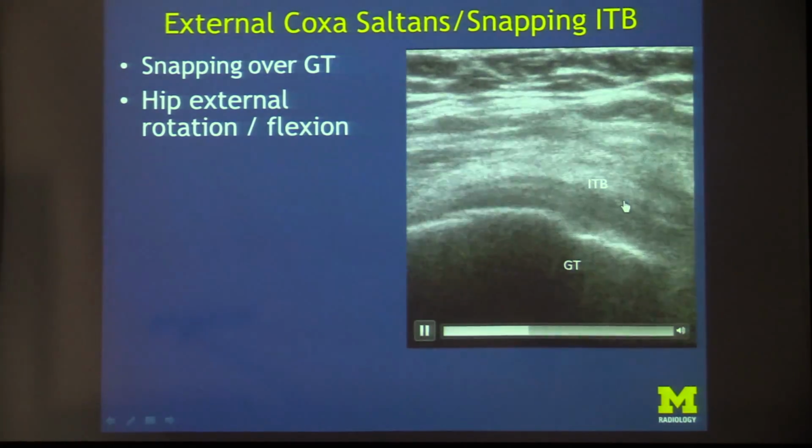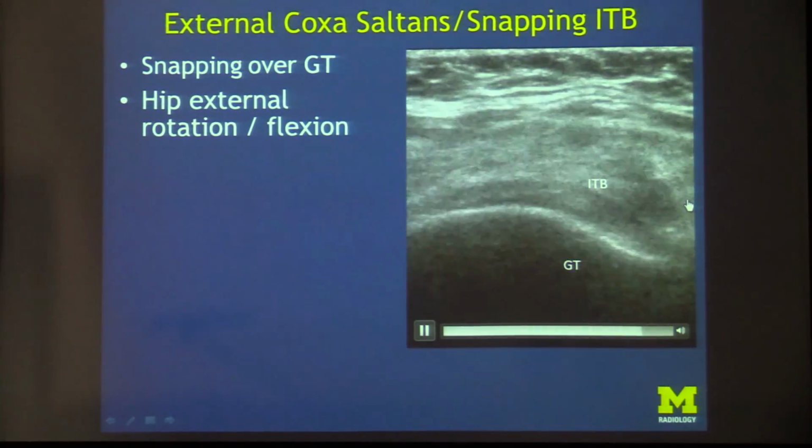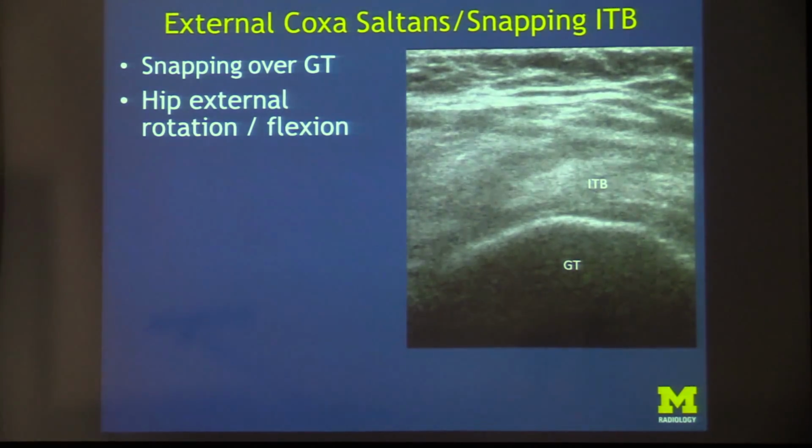Okay, so when he rotates the hip, you can see the iliotibial band snapping over the greater trochanter, and this may be accompanied by pain as well.